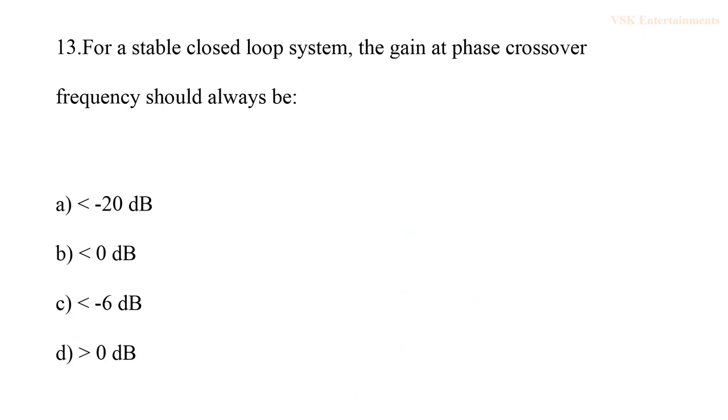Next bit is, for a stable closed loop system, the gain at phase crossover frequency should always be, options are less than minus 20 decibels, less than 0 decibels, less than minus 6 decibels, and finally greater than 0 decibels. This bit is related to Bode plot. Here gain at phase crossover frequency is nothing but gain margin. Depending upon the gain margin, we can conclude the type of the system.